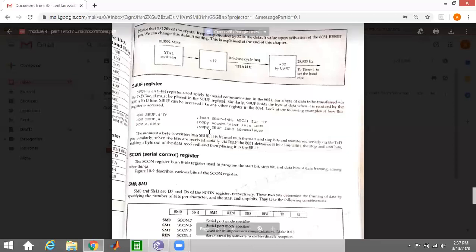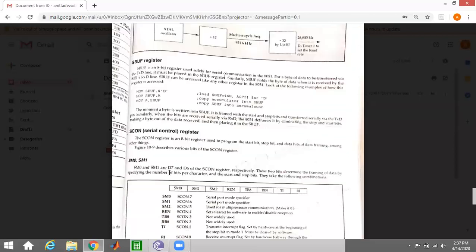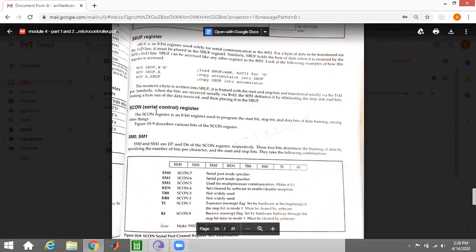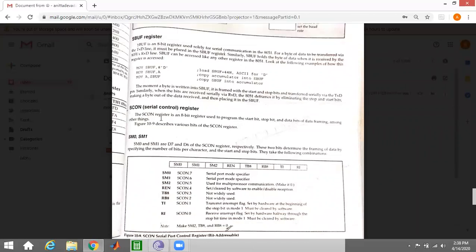So there is one more thing that is called SCON, the Serial Control Register. It is an 8-bit register used to program the start bit, stop bit, and data bits. In the frame, where is the start bit, where is the stop bit, where is the data bit? Everything will be set by the SCON register.